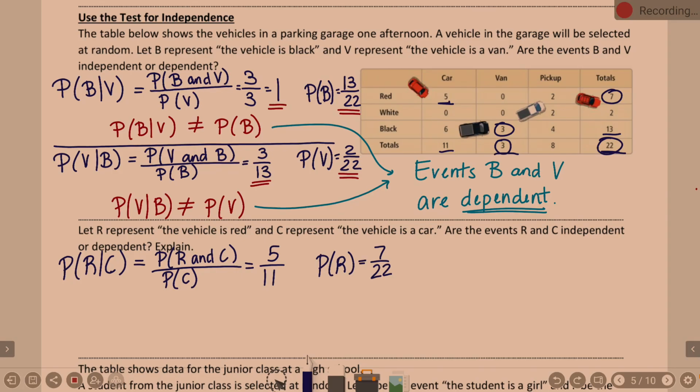What did we just find out in this scenario? That is dependent.